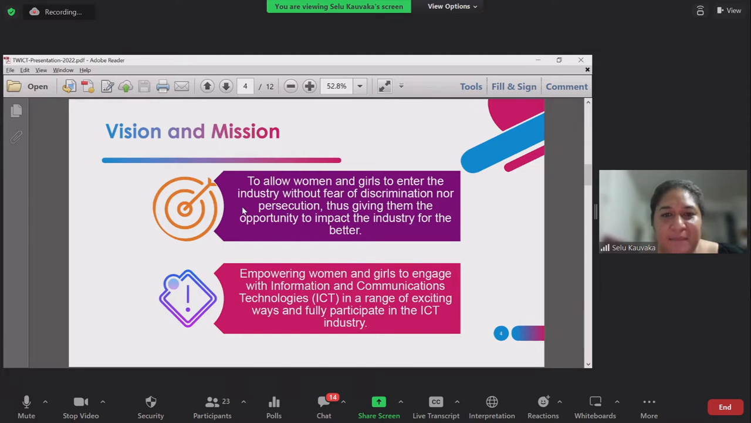Our vision and mission is to allow women and girls to enter the industry without fear of discrimination, and also give them the opportunity to enter the industry. We also focus on empowerment and everything exciting with regards to transformation in ICT. You will hear TWICT being a part of this journey here in Tonga.